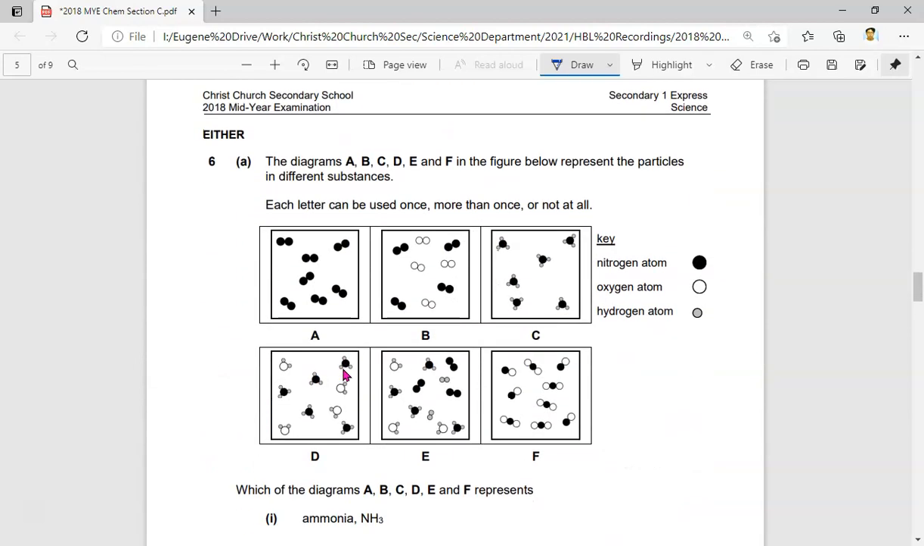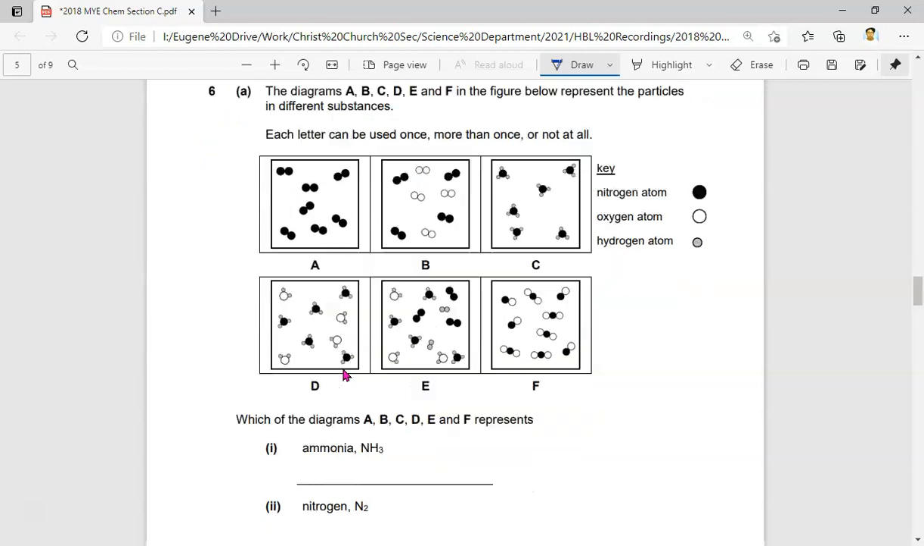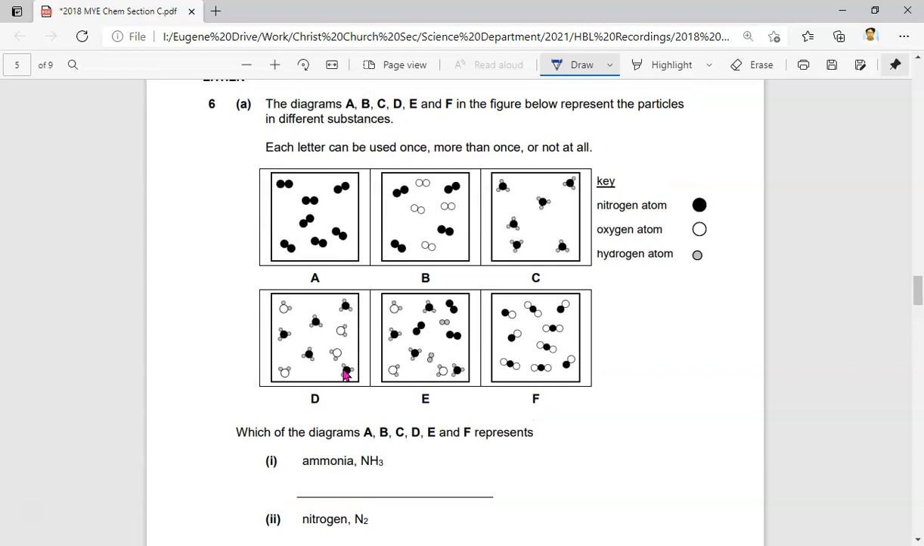Now let's go on to question 6. Okay, so question 6, I'm going to go through both, although the paper did say do either one of them, but actually I'm going to go through both. Which of the diagrams A, B, C, D, E and F represents NH3? So NH3 is a compound, 1 N combined with 3 H. How does it look? It looks like a shaded circle, one big one with 3 small ones around it. So which one looks like this? Answer is C.